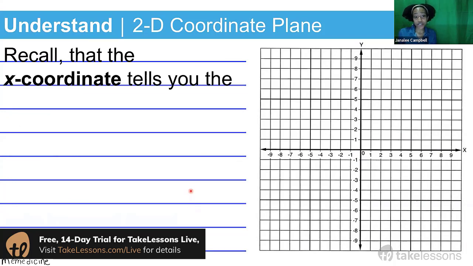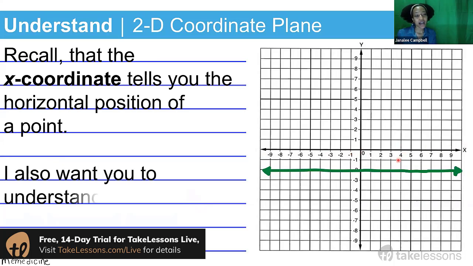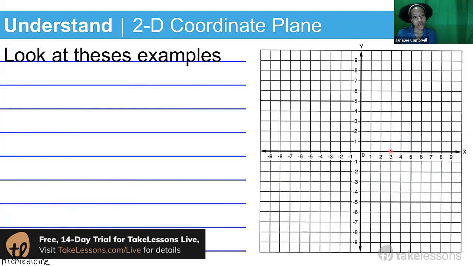Recall that the x-coordinate tells you the horizontal position of a point. All right? So it tells you how far it's traversing to the left or how far it's traversing to the right. I also want you to understand that if a point lies on the x-axis, then its y-coordinate must be 0 because it hasn't moved up or down. So you're going to have, let's say, the number 2, and the y-coordinate value would be 0 because it has not moved up or down. Look at these examples so you can better understand what I'm talking about.